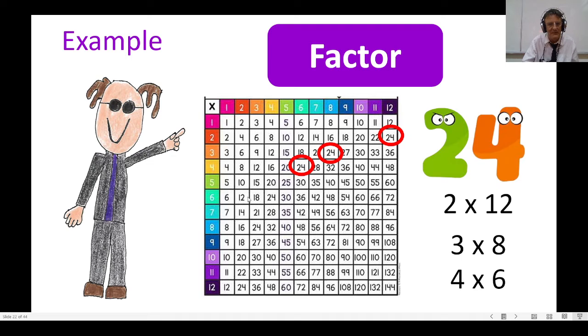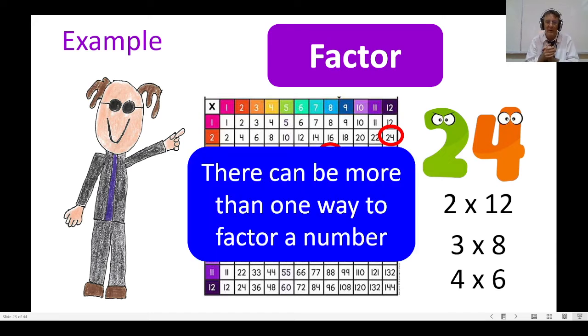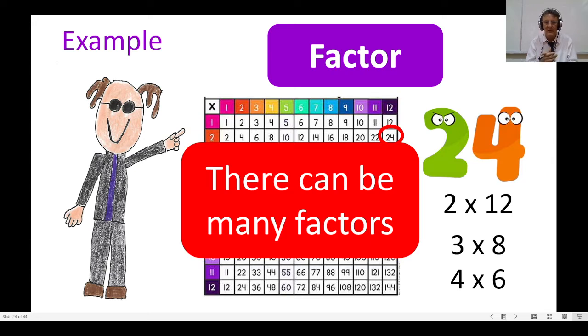Now you could go along and say, well, 6 times 4 is 24, or 8 times 3 is 24, and 12 times 2 is 24. But it's exactly the same already. We now have our factors. What is important to know is that there can be more than one way to factor a number. There can be many ways to factor a number. As you can see, 2 times 12, 3 times 8, and 4 times 6.